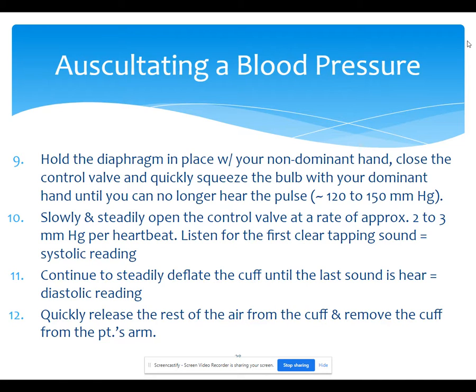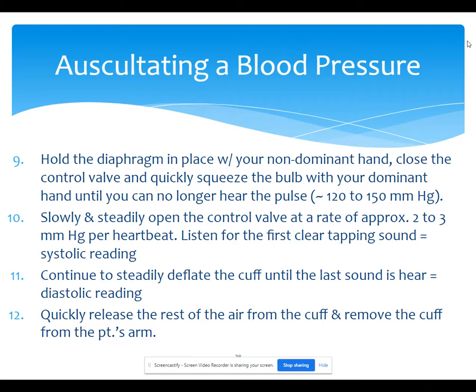Then you're going to slowly and steadily open the control valve, very slowly, and you want to listen for the first tapping sound or first heartbeat sound, and that would be your systolic reading. So when you open the valve, the dial will lower very slowly. And when you hear that first sound, wherever that dial is, that is the systolic reading. So say it's 123, 118, whatever it is, the first time you hear something. Then you're going to continuously, steadily lower the pressure, turn the knob so it's continuing to decrease the pressure in the arm until you hear the last sound. So you're going to hear a thud, thump.